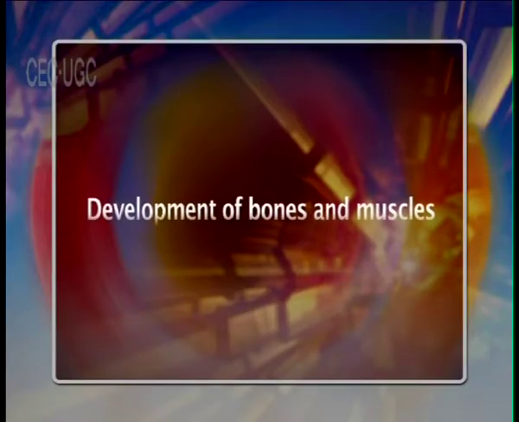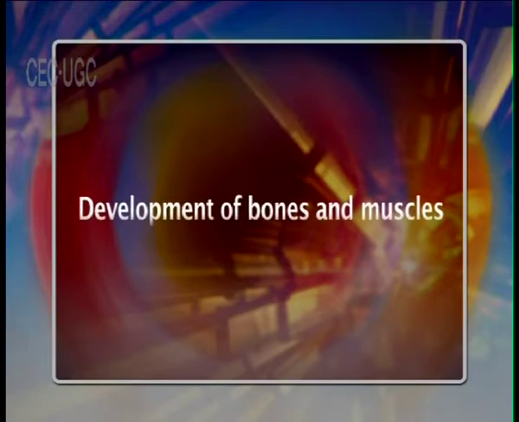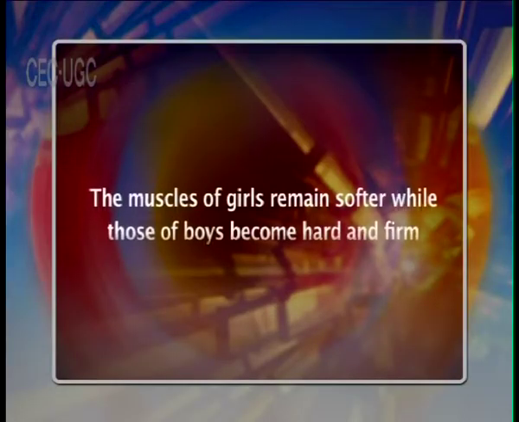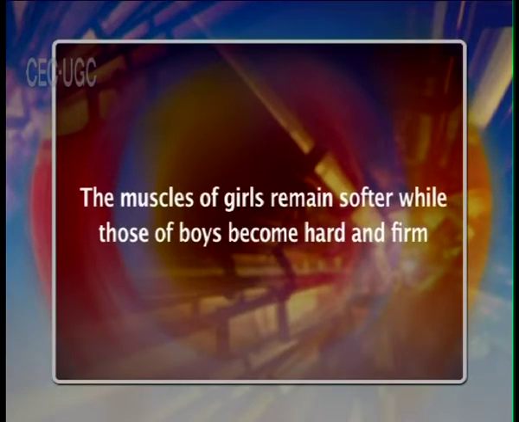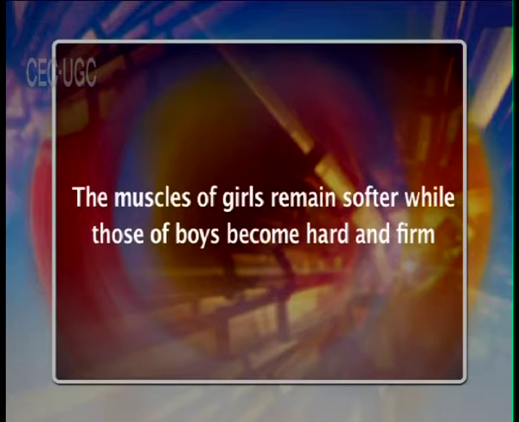Boys develop facial and chest hair and their voices deepen. Girls' breasts develop and their hips widen. Both the sexes develop pubic hair. Development of bones and muscles. The bones and muscles of adolescents develop very rapidly. They reach the final body type by the end of adolescence. The muscles of girls remain softer while those of boys become hard and firm.